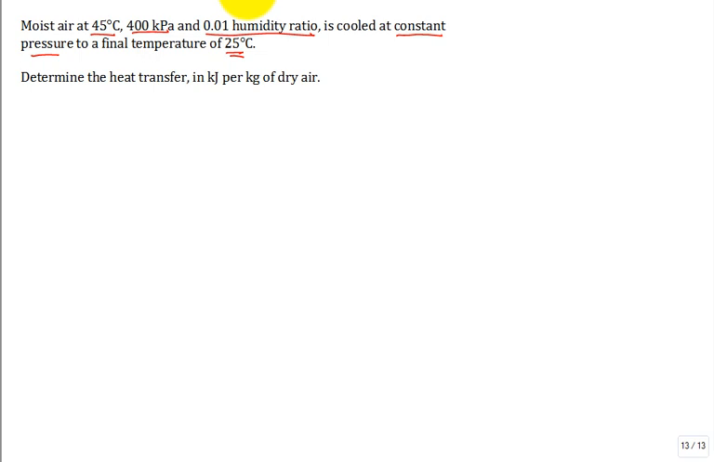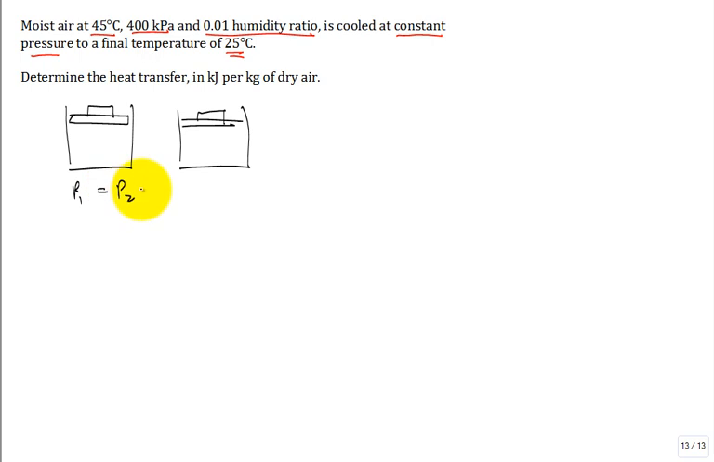So I know we set up this little illustration of a piston in a cylinder. This is idealized of what's going on. And we set it up a little time later, and the piston's constant weight maintains the constant pressure of 400 kilopascal. So P1 is equal to P2 is equal to 400 kilopascal. This is state 1. This is state 2. It starts off at T1 hot, 45 degrees C. It ends up at T2 of 25 degrees C. It starts off with humidity ratio, omega, of 0.01. Okay?